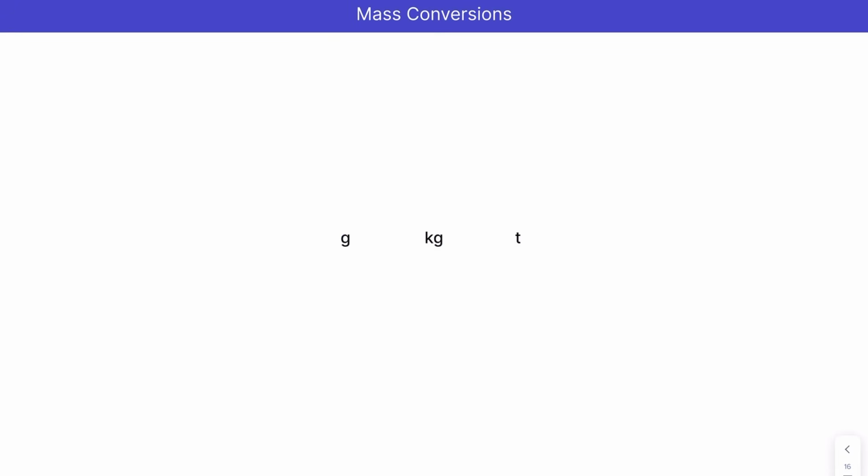So moving on, we're now looking at mass conversions. How do you go from grams to kilograms to ton? In this case, you divide by 1000. In this case, you divide by 1000. And to go the opposite way, you just times by 1000. You do need to memorize this. These are the mass conversions you need to know for GCSE Maths.